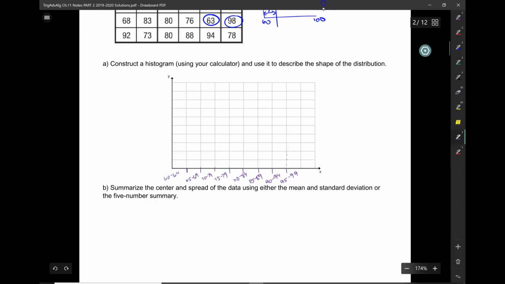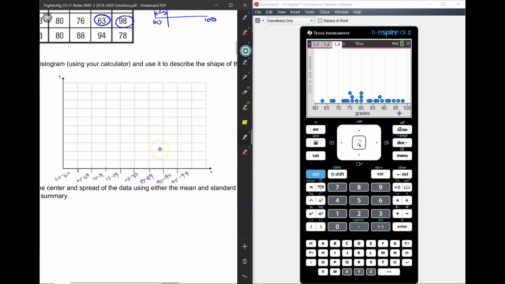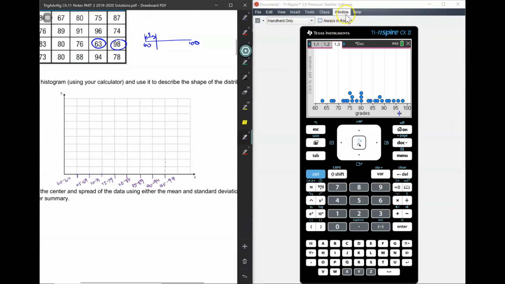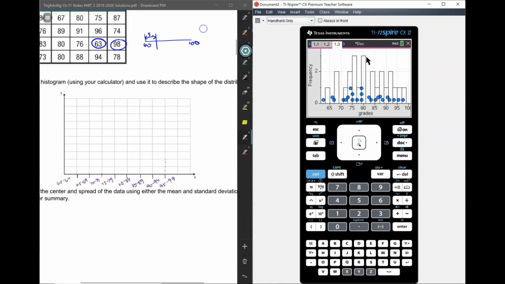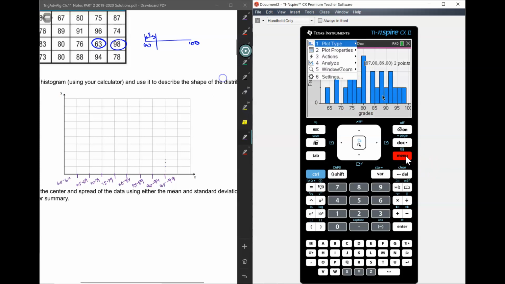Okay, let's go back. Remember how I had sorted this? I'm going to go to menu, and I'm going to say I want my plot type to be number 3, a histogram. And there we go. Okay, that's a histogram, but that's not the histogram that I want. So I'm going to go back to menu, and I'm going to play around with the settings a little bit.